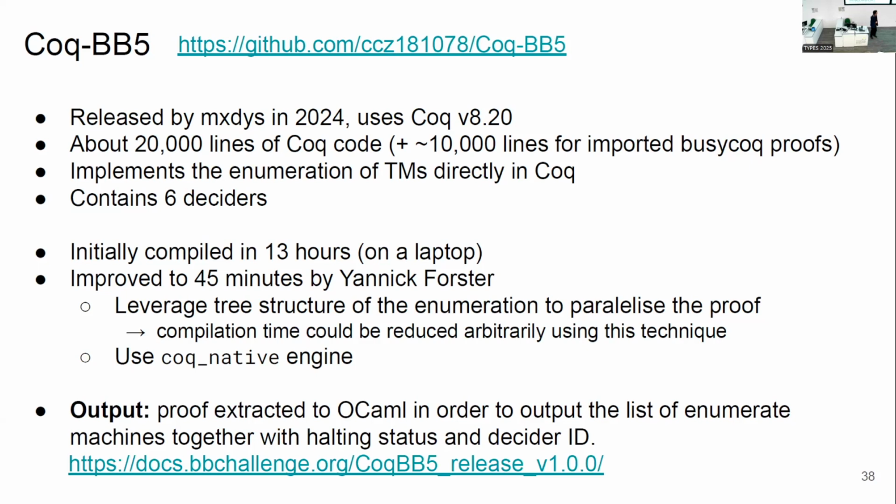Finally, we did an OCaml extraction of the proof to make the proof non-silent, because by default, the proof doesn't say anything. It says, okay, we've proven the result, but what we would like to see is a CSV list of all the machines and do they halt or not, and for what reason. So we've done that, and we've released this list that tells you for each 5-state machine the reason why it halts or doesn't halt.